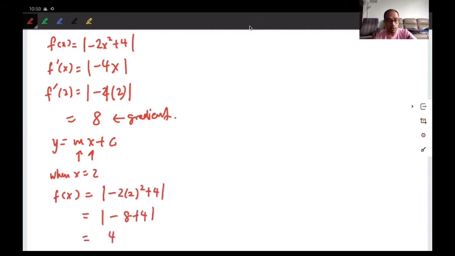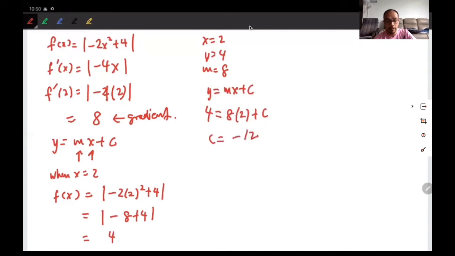Okay, so let's do this. x equals 2, y equals 4, m equals 8. So I can basically find the c. y equals mx plus c. 4 equals 8 times 2 plus c. So c will be equal to negative 12. Therefore, the equation of the tangent is y equals 8x minus 12.